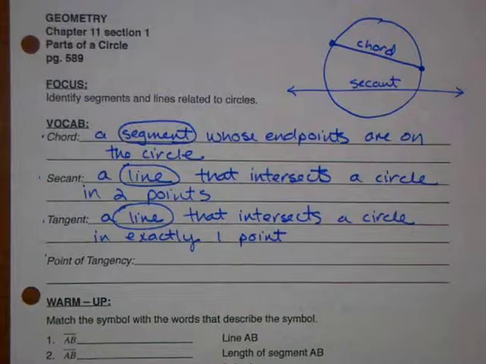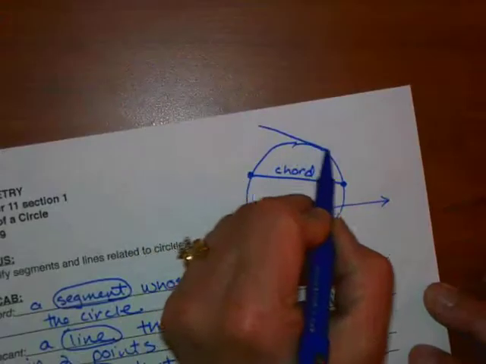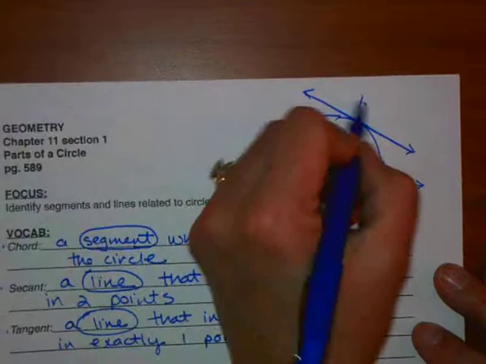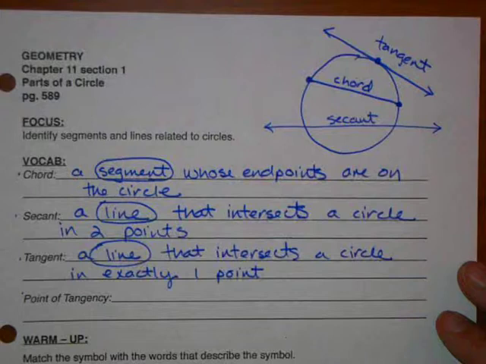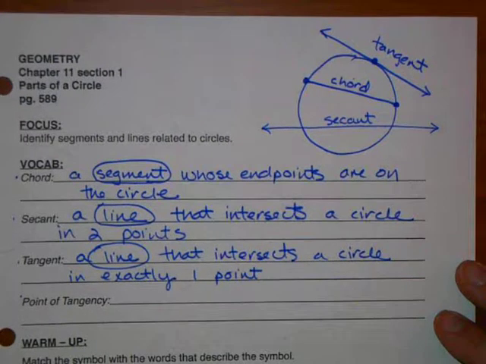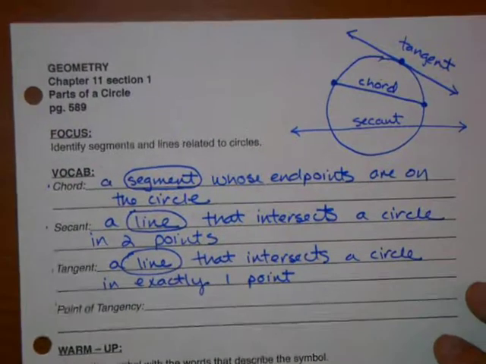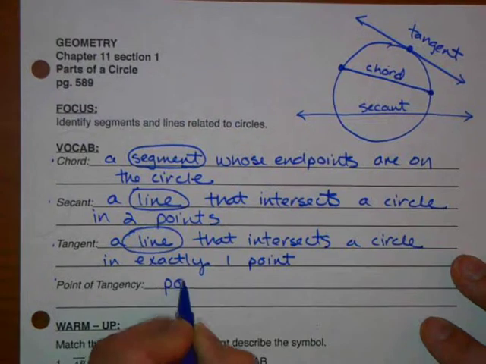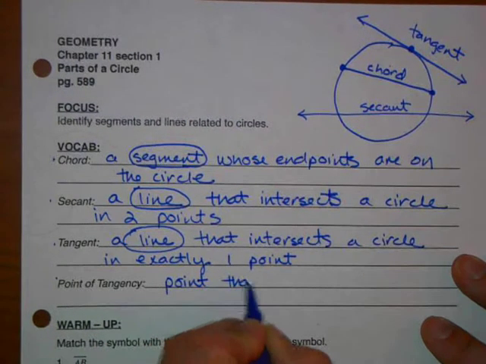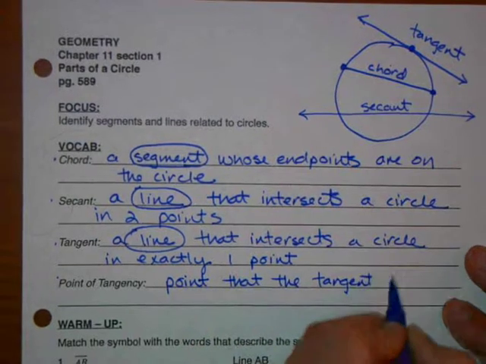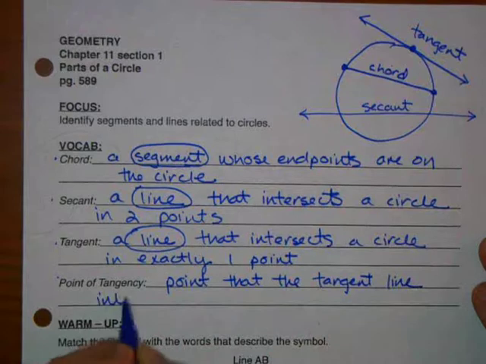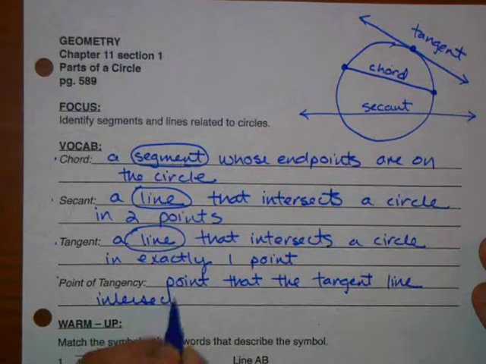It can't be on the inside. It's got to be on the outside, and it intersects the circle in exactly one point. So that's a tangent. What do you think the point of tangency is? The point? The chord connects. Not the chord, no. It's the point where the tangent line intersects the circle.